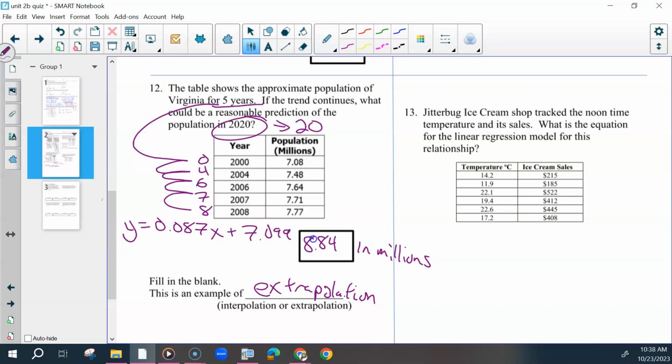Did you get the correct answer? Did you answer this correctly? And did you write your line of best fit? Questions on that one? The last one just asked to find the line of best fit.